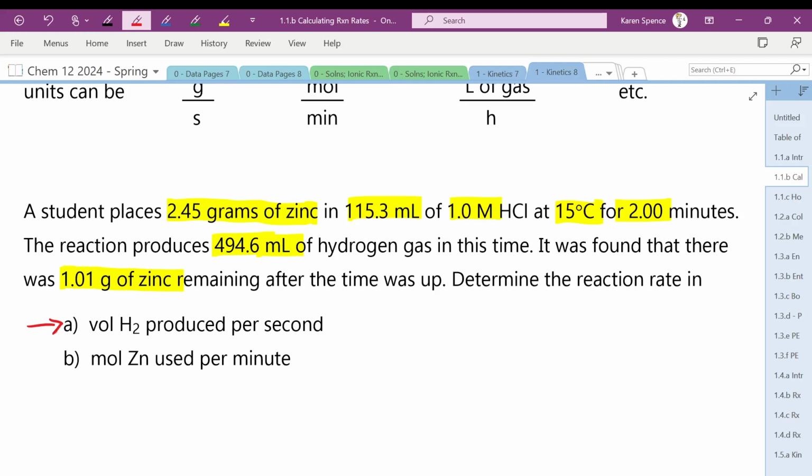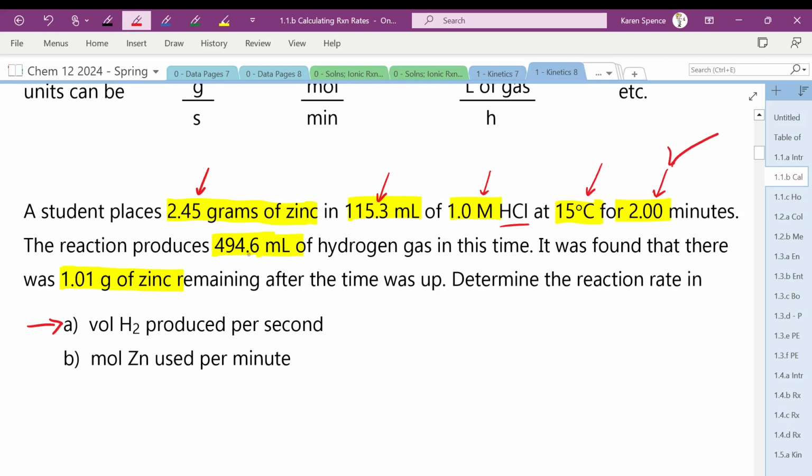All right, to solve that question, what are we going to need to use? Will we need to use our 2.45 grams of zinc to find the volume of H2 produced? No. Okay, maybe we'll use it in the next part B, but not for part A. We don't need it. Will we need to use the 115.3 milliliters to solve for volume of H2 produced per second? No, because it's the volume of HCl, which was not what we're looking at. Will we use our 1 molar? No. 15 degrees? No. 2 minutes? Yes. Okay. Yay. Going to use that one.